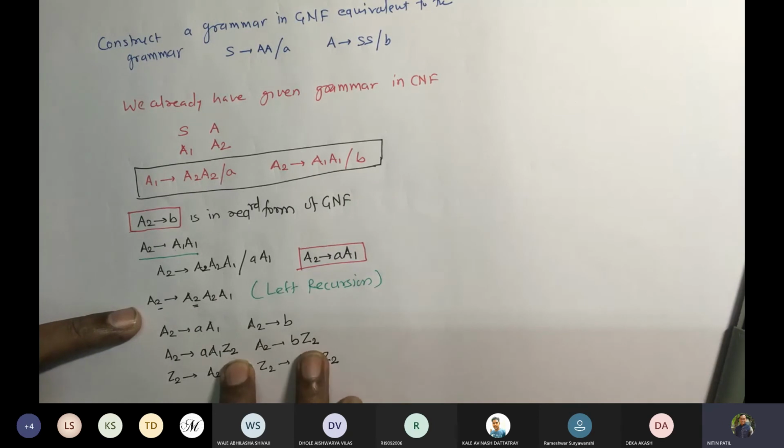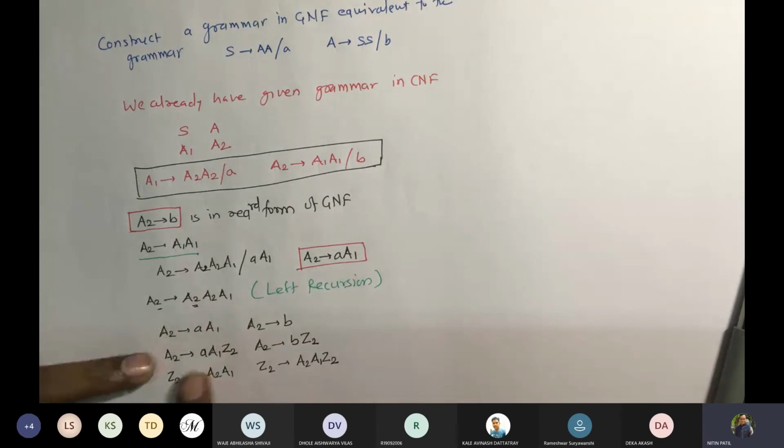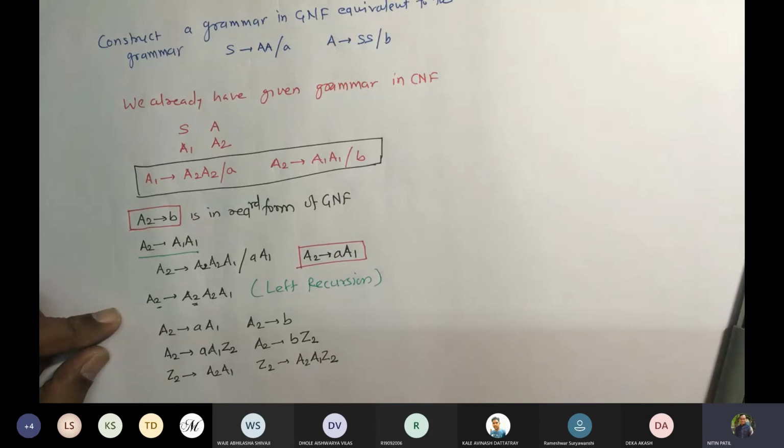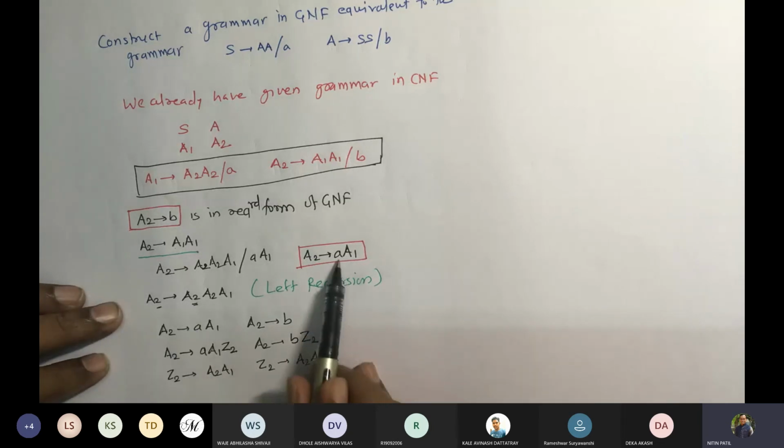Now, while we are introducing this Z2, we have to write the productions which are in the required form. So A2 gives A1 and A2 gives B. We will add this variable there. Now, why? Let me show you here. Suppose I replace A2 by this A1, what will I get? A1, A2, A1, correct? If I replace this A2 by A1, I get A1, A2, A1. So if I write A1 and A2, A1, Z2 in place of Z2, if I write A2, A1, will that solve my problem?